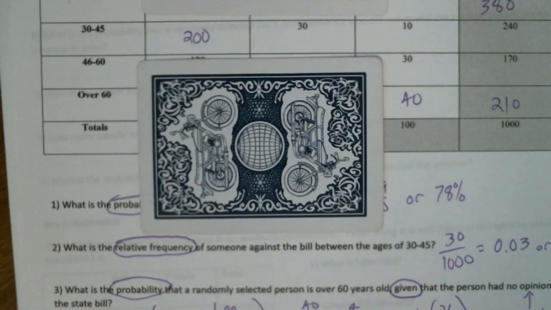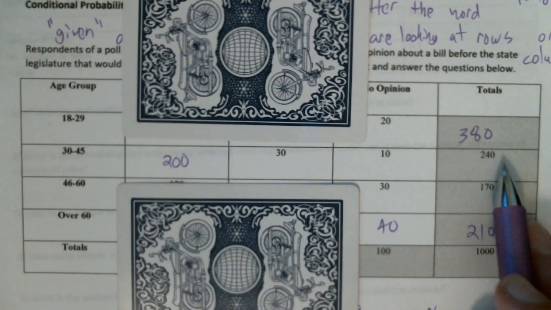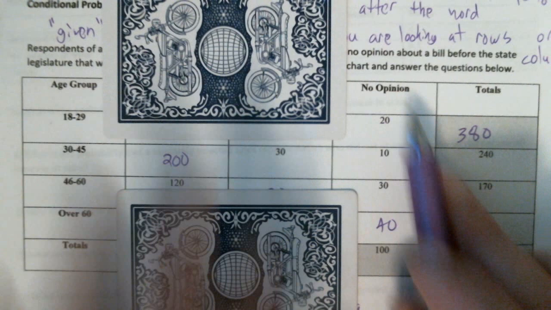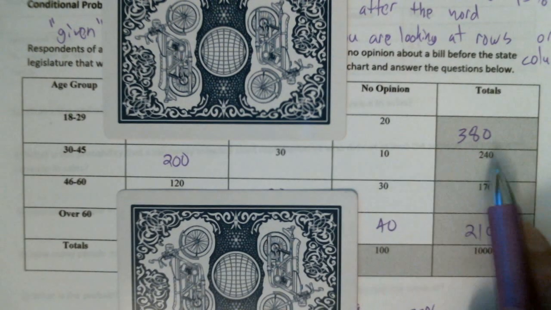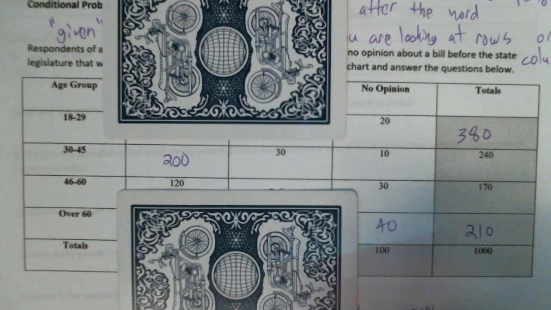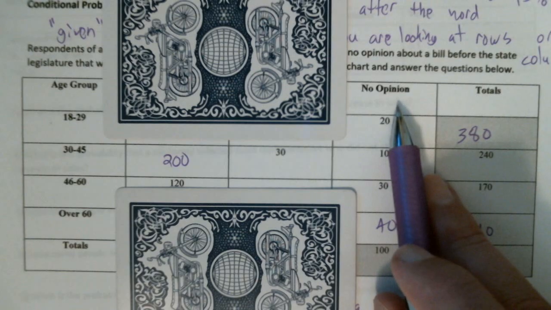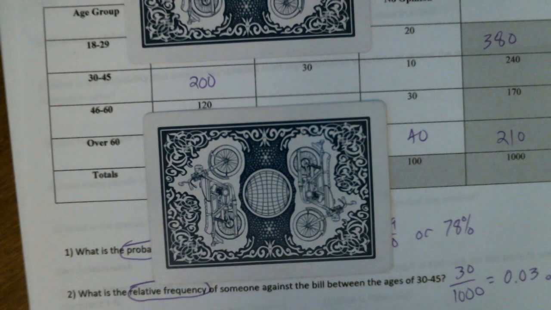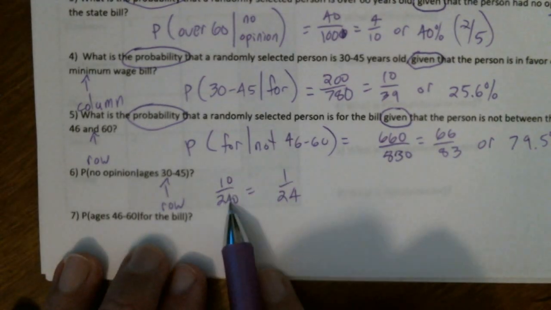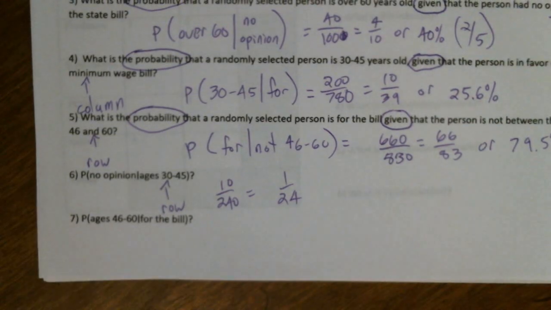Okay, so the probability that they have no opinion based on these 240 people, here's the no opinion. 10 of these people, 10 of the 240 who are in this age bracket had no opinion. Okay, so that's going to be 10 out of 240, which comes out to be 1 out of 24.